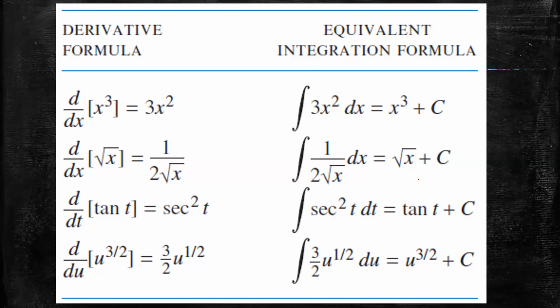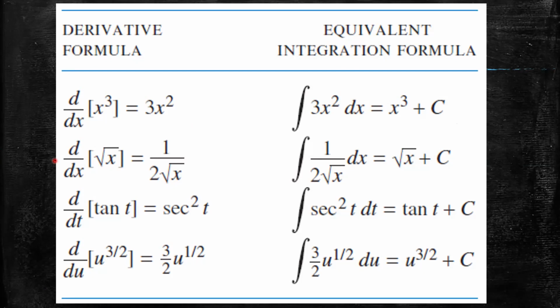Now look at this one here. The derivative of x cubed is 3x squared. So what does that mean? That means the integration of 3x squared will be x cubed plus c.